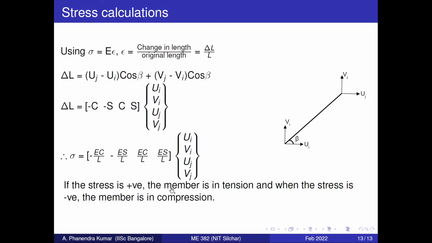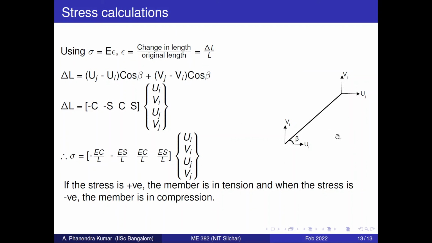If the stress is positive, then we can say the member is in tension, and when the stress is negative in the member, then we can say the member is in compression. So this is how we are going to calculate the stresses, displacements and reactions using different methods. So we have seen how we are going to calculate the stresses if it is a mechanical force. If there are mechanical forces being applied on the member, then we know this is the procedure.